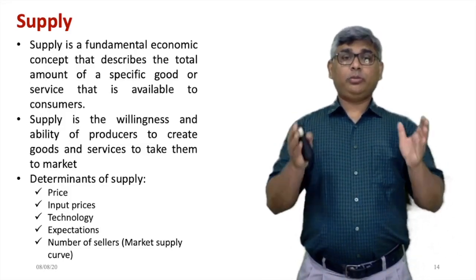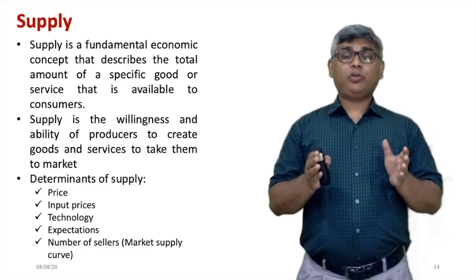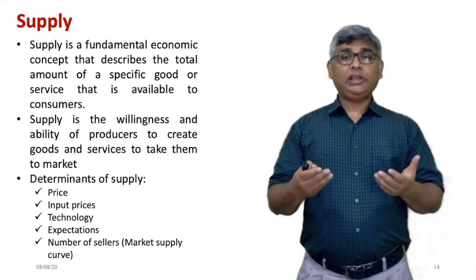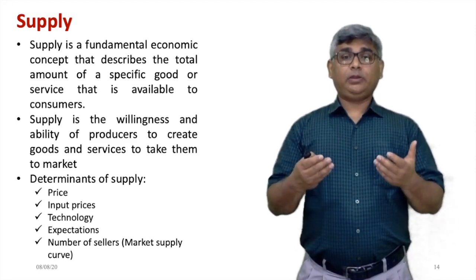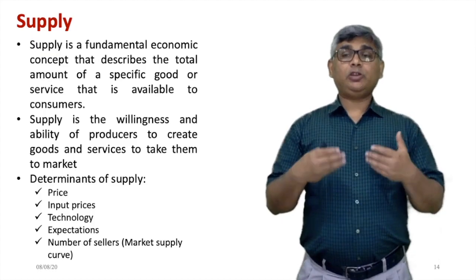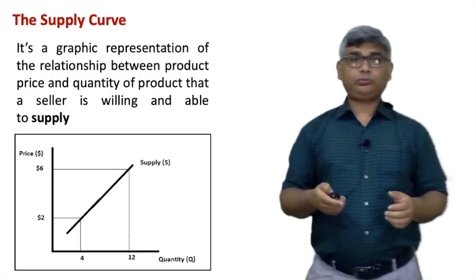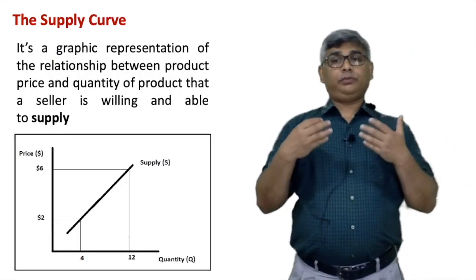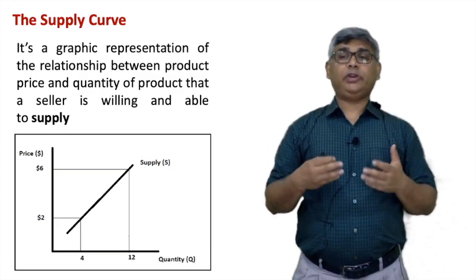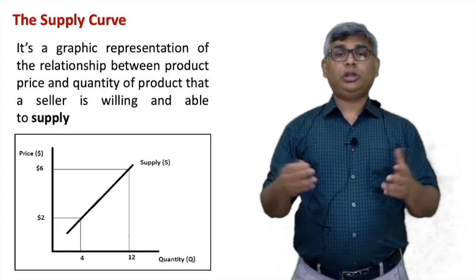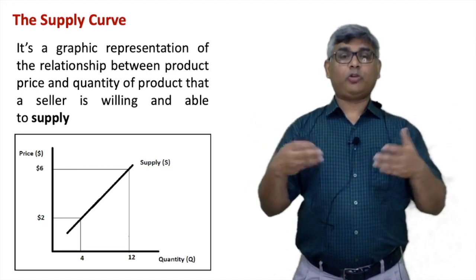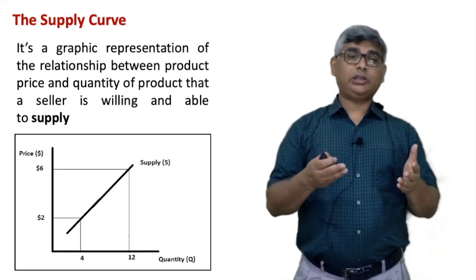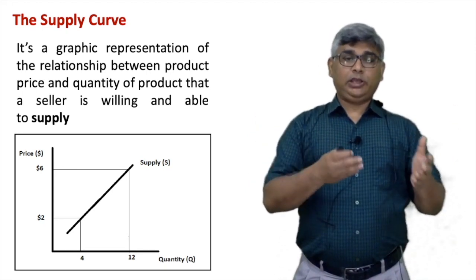Fine. So supply depends upon what is the price of that commodity at which it is being sold in an open market. We have seen the demand curve, that is, whenever the price falls down, the demand of that commodity or the product increases. Similar is the case with the supply curve.